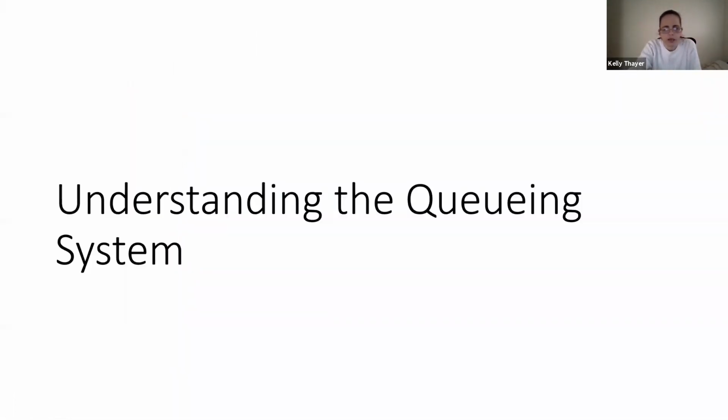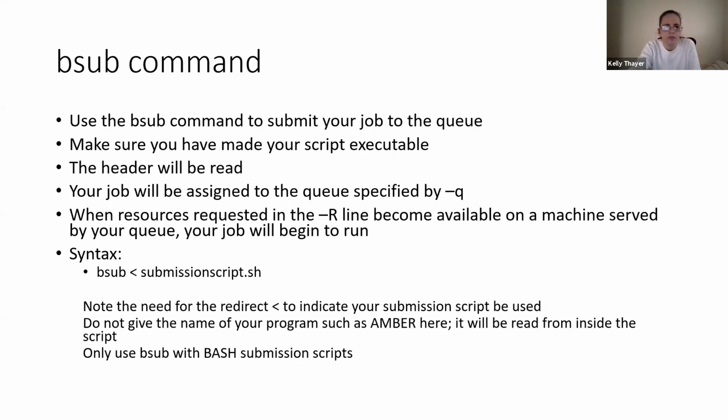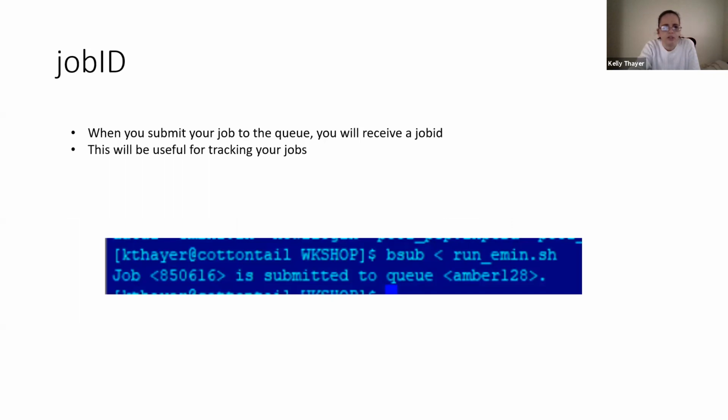So that brings us back to the queuing system. We did talk about the queuing system before. Again, your bsub is going to be what sets it up for the queue, and this is how you're going to set that up. The job ID is an important thing that we need to pay attention to.